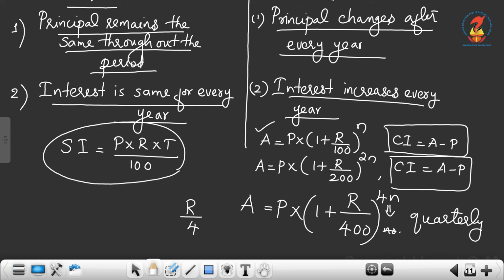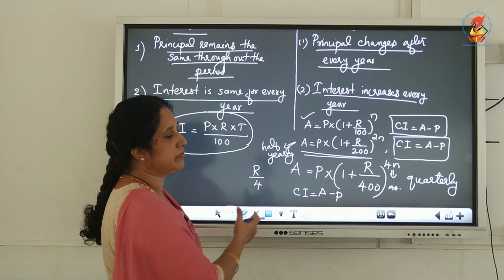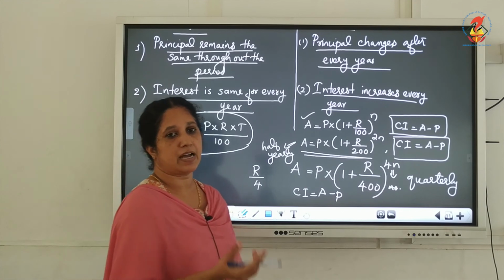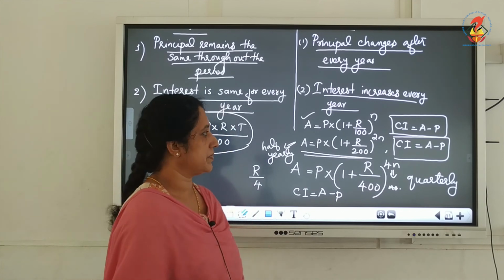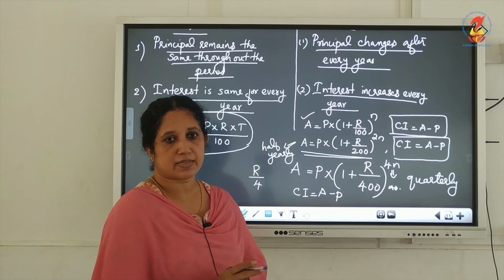So here then we can calculate the amount, and after that we can find out the compound interest, amount minus principal. So in this case, this one is for when we have to find out the compound interest when the interest is compounded half yearly, and the first one is when the interest is compounded yearly. So you have to learn the formula, and using the formula you can calculate the compound interest. So that's all for today's class. Thank you.